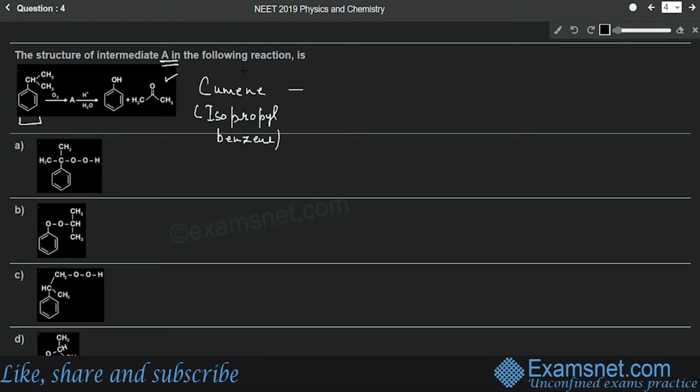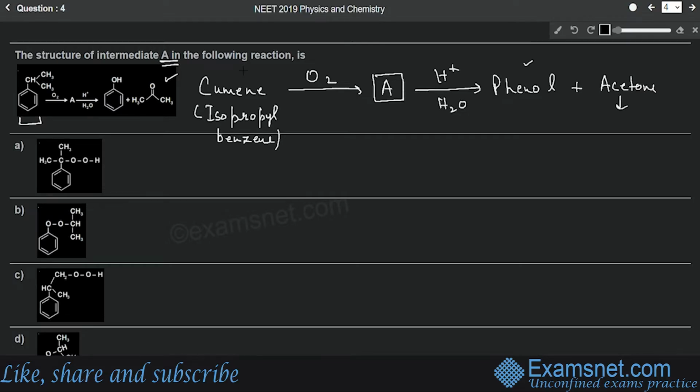Now this cumene is reacting with oxygen present in the air to give us an intermediate A, which on hydrolysis gives two products. So one of the products is phenol and the other product is a ketone, that is acetone. Okay. So this phenol is the main product and acetone is a byproduct. Still it is produced in large amount. Okay. So it is an important method for the preparation of phenol from a hydrocarbon.